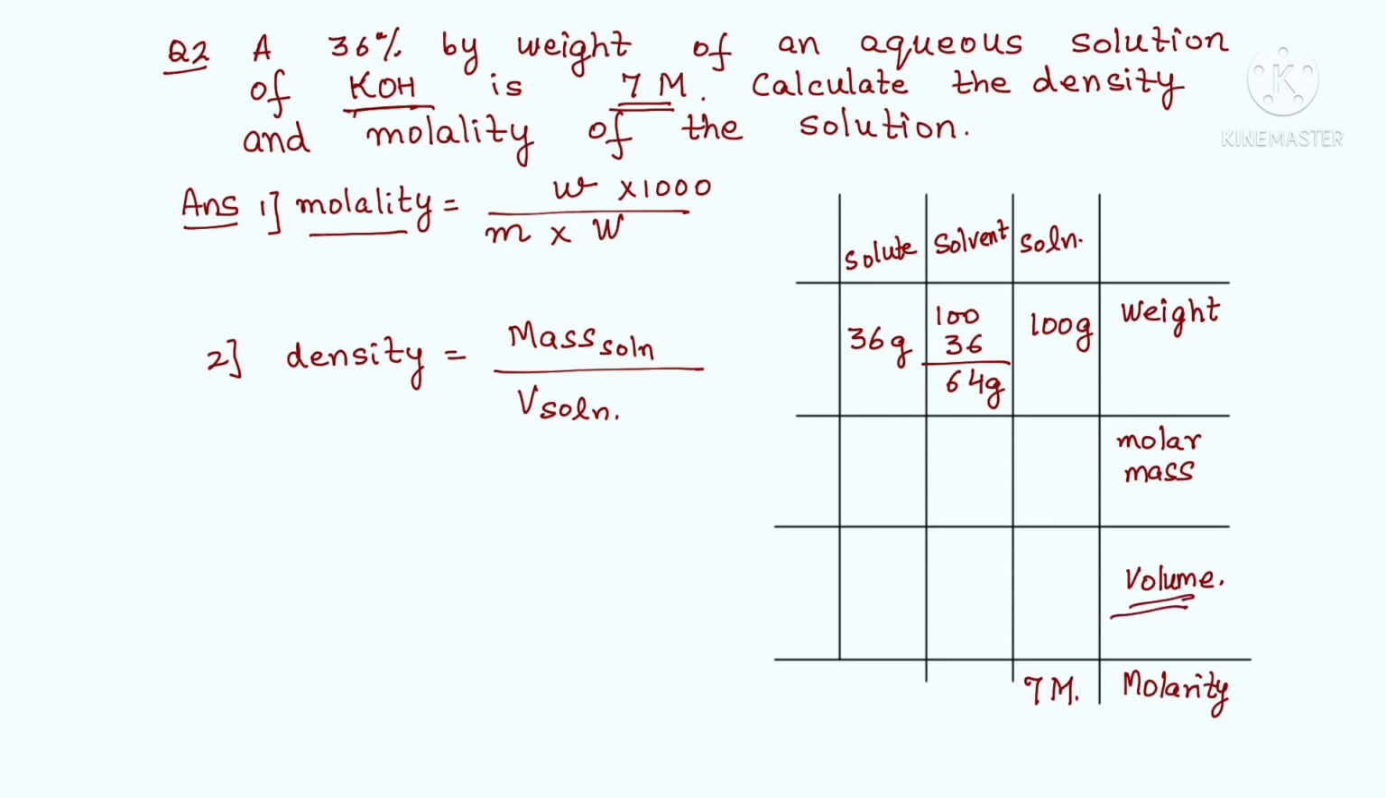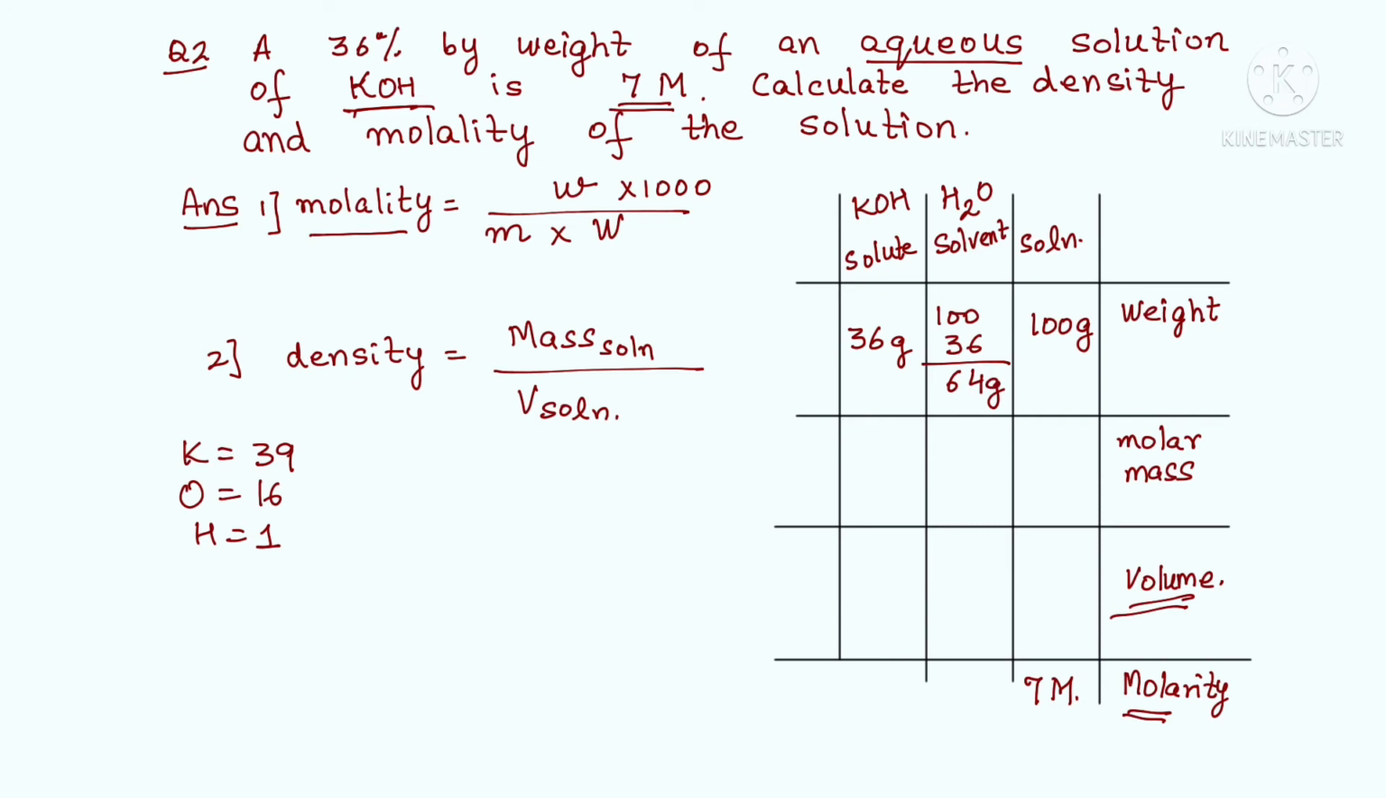How can you do that? See, you have something given over here, that's the clue. And there are certain things which you can fill in this table. Molar mass, I will give you the atomic masses. Potassium, use the data as 39, oxygen is 16, hydrogen is 1. Don't forget that this is an aqueous solution, that means your solute is KOH and your solvent is H2O.